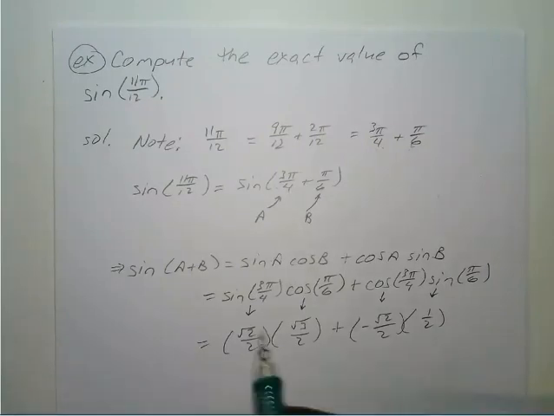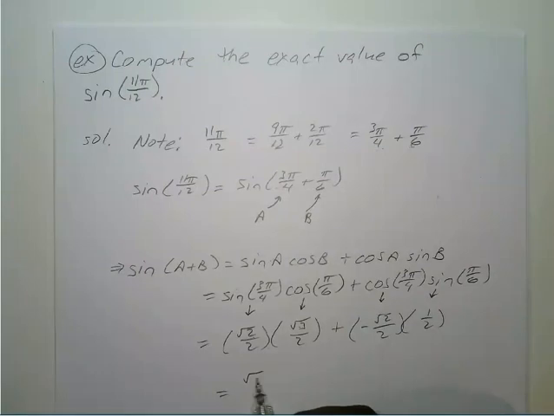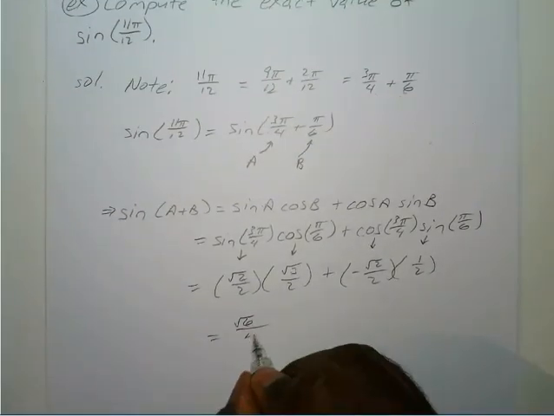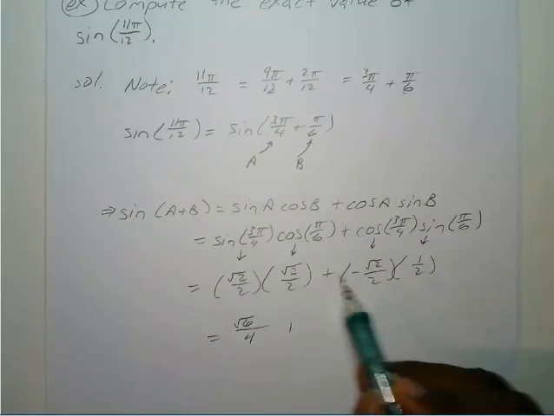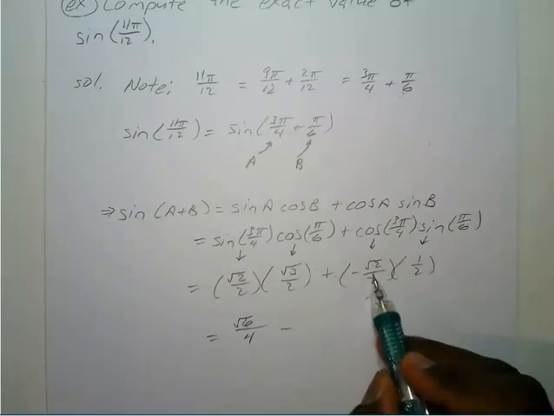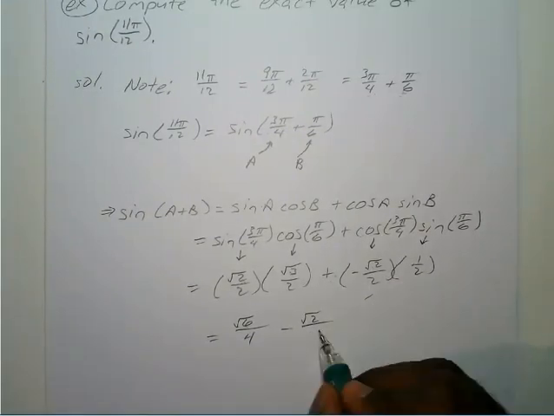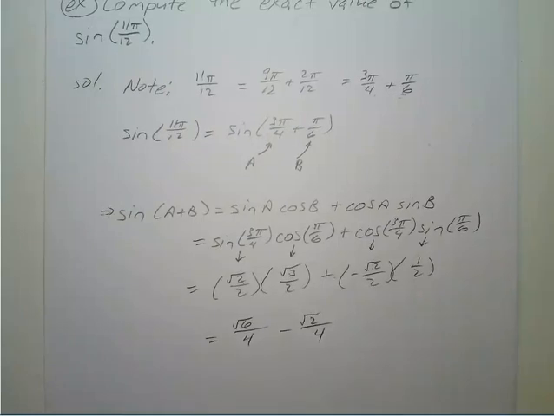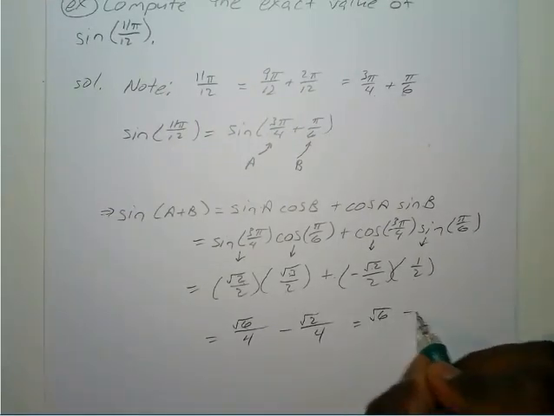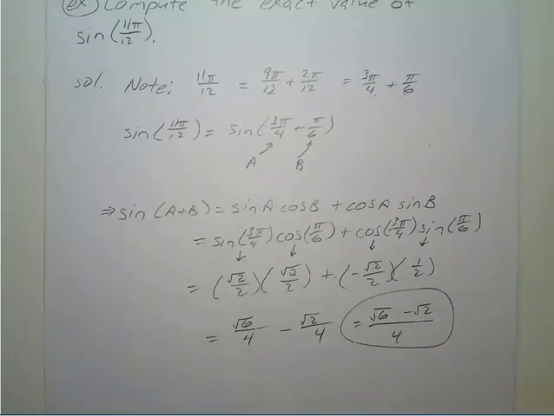Again, we multiply these two together. We get square root of 2 times square root of 3, that's square root of 6, over 2 times 2, which is 4. That's plus negative, so we can go ahead and just make that minus. Square root of 2 times 1 is square root of 2, and 2 times 2 is 4. So that gives us square root of 6 minus square root of 2 over 4 as our simplified answer.